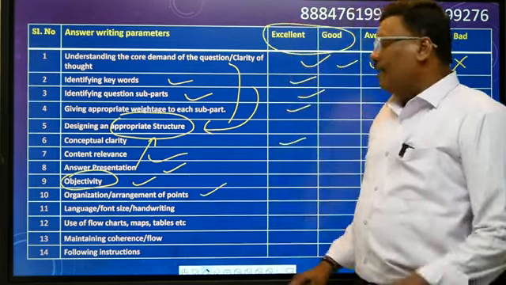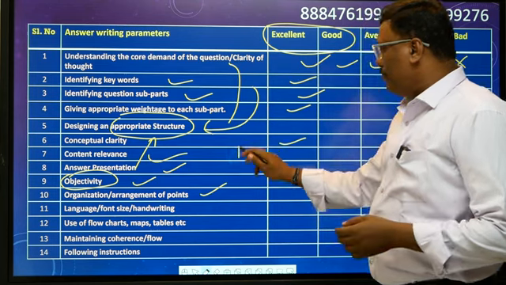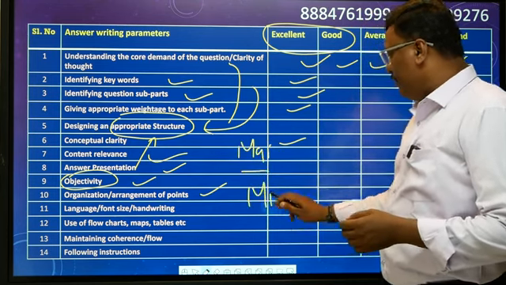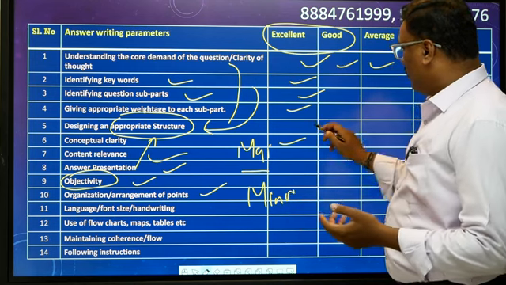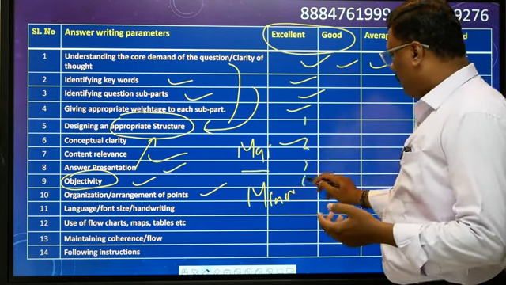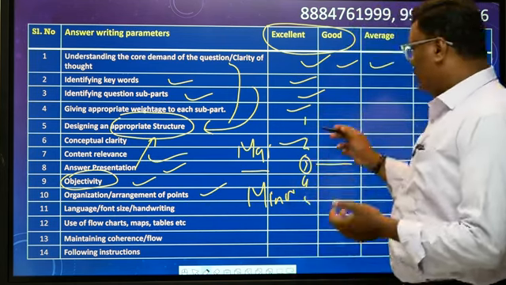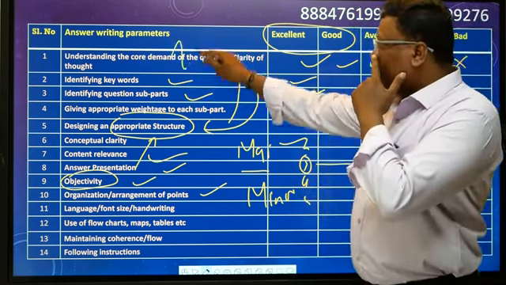Then comes organization of points, as I said, from the major points to minor points. If you are writing 5 points, 1, 2, 3, 4, 5, and the most important point is written in the third, and the minor point is written in the first, then the answer cannot be like this.